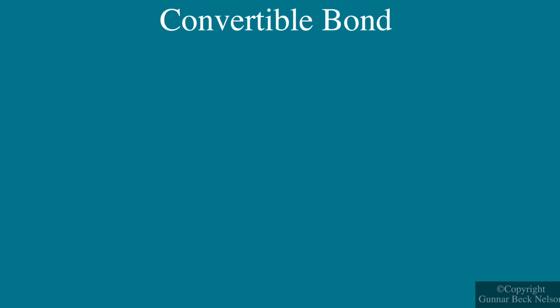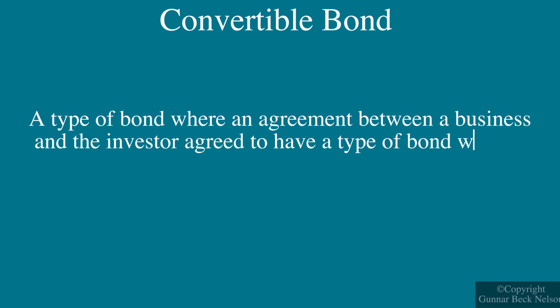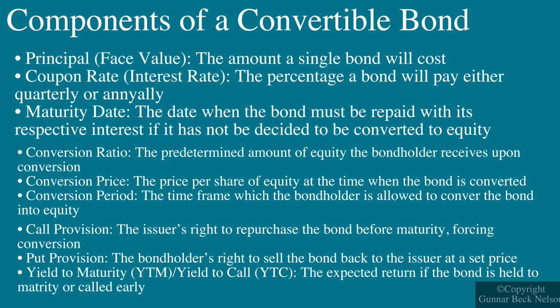A convertible bond is a type of bond where a business and the investor agree to have a type of bond which can either be treated as a standard bond or be converted into equity. The components in order to create said convertible bond are the following.